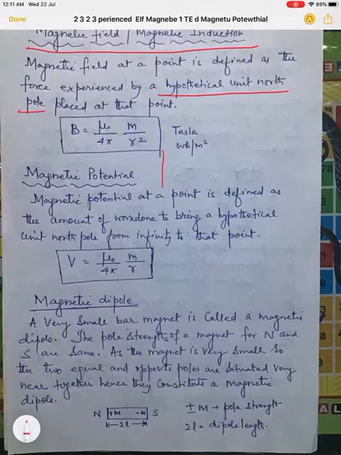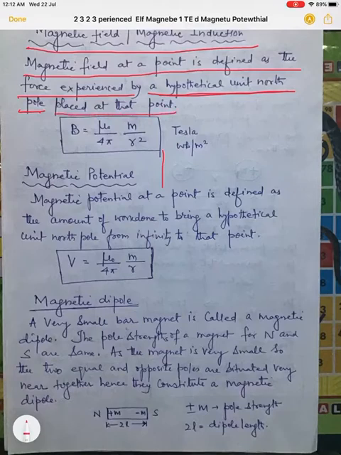So we can define the magnetic field as: magnetic field at a point is defined as the force experienced by a hypothetical unit north pole placed at that point. So the formula of Coulomb's law F is equal to mu naught by 4 pi m1 m2 upon r square. So in place of m1 write m, in place of m2 write 1 for unit north pole.